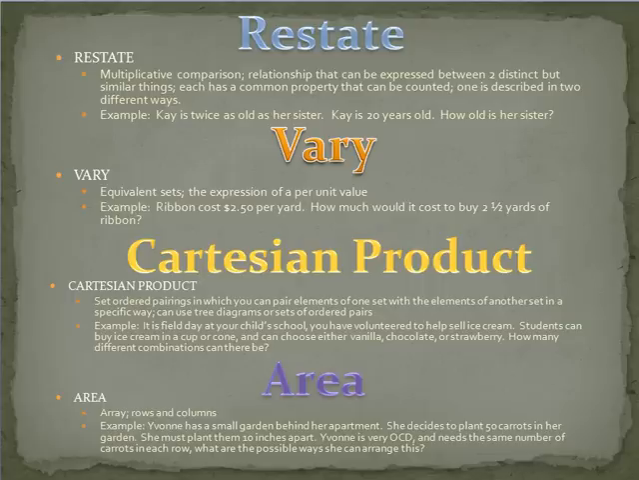Okay, the next one. Vary is the equivalent sets, the expression of a per unit value, typically like this. Ribbon costs $2.50 per yard. How much would it cost to buy 2.5 yards of ribbon?